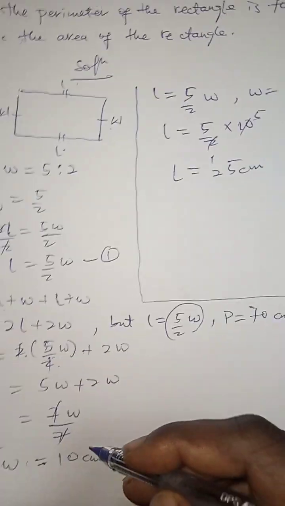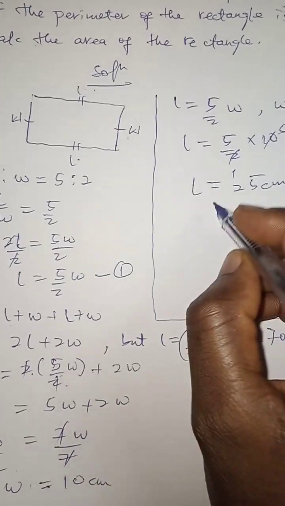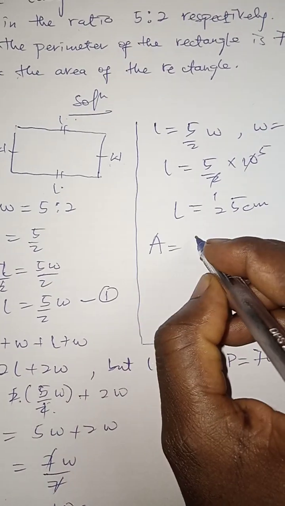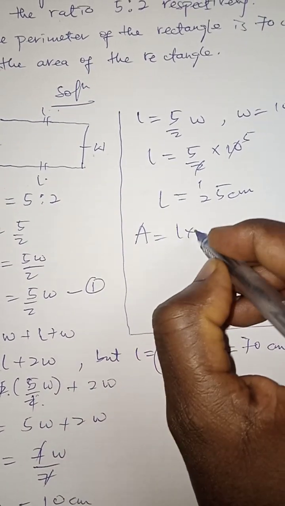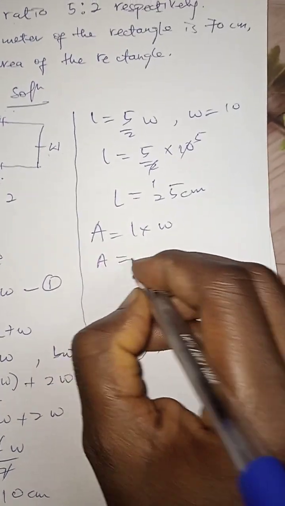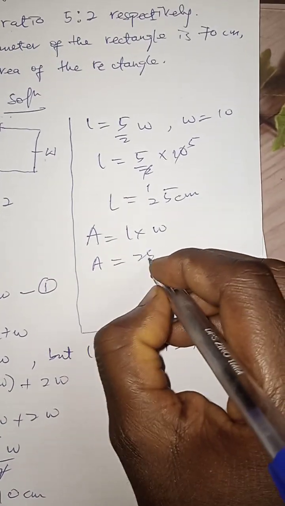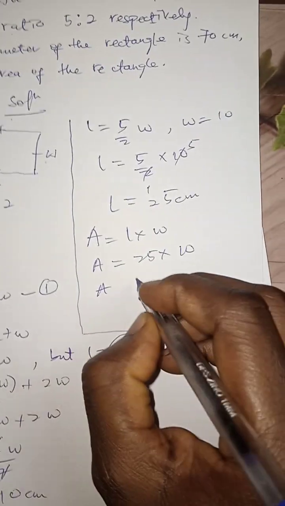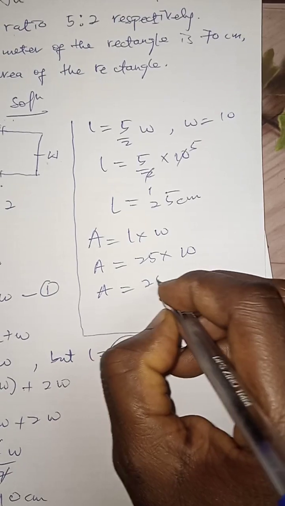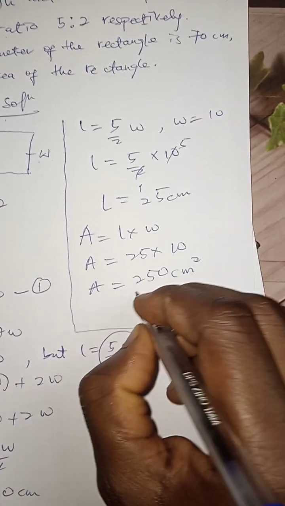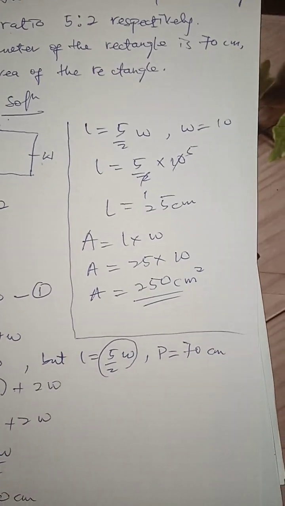We also know our width, right? The area of a rectangle is given by the length times the width. So here our area will be equal to our length, 25, times our width, 10. So in simple terms, our area is equal to 250 centimeters squared. So we are done.